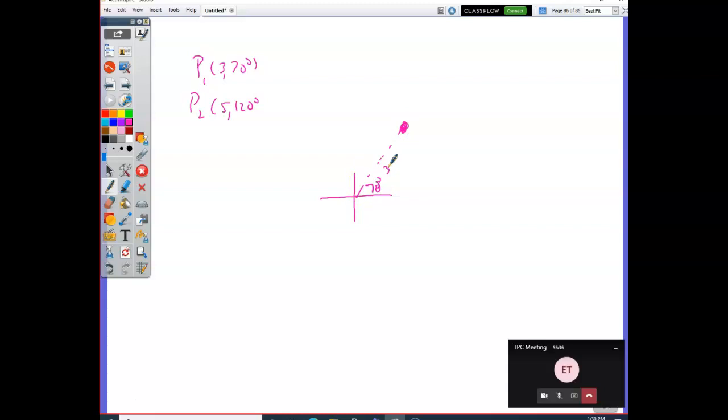Okay. What about 5 at 120? So I'm going to go 120 first, right? I'm going to find the angle. And then that's out farther. It's at 5, agreed? That's 120 degrees. I want to find the distance between those two points, right? So I want to find this distance here, correct?